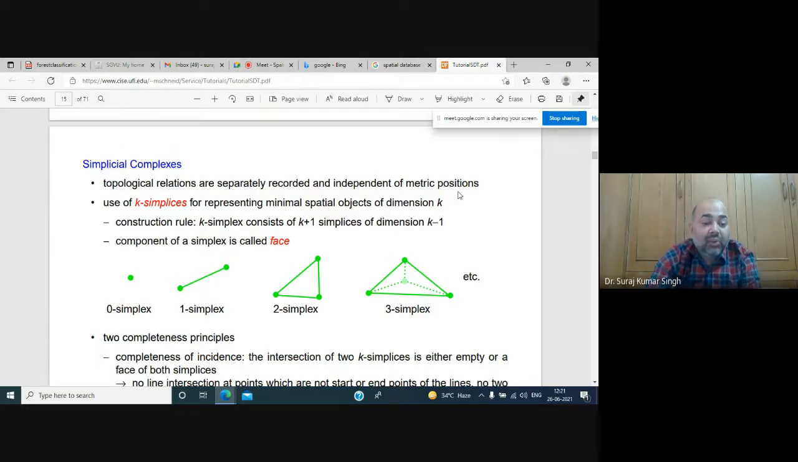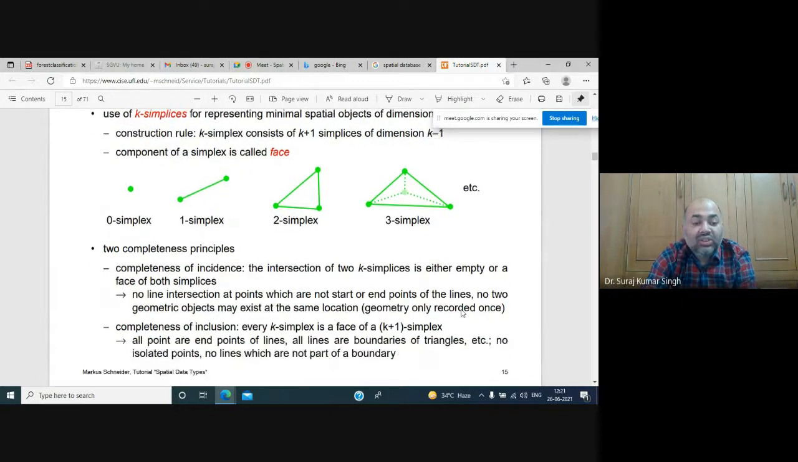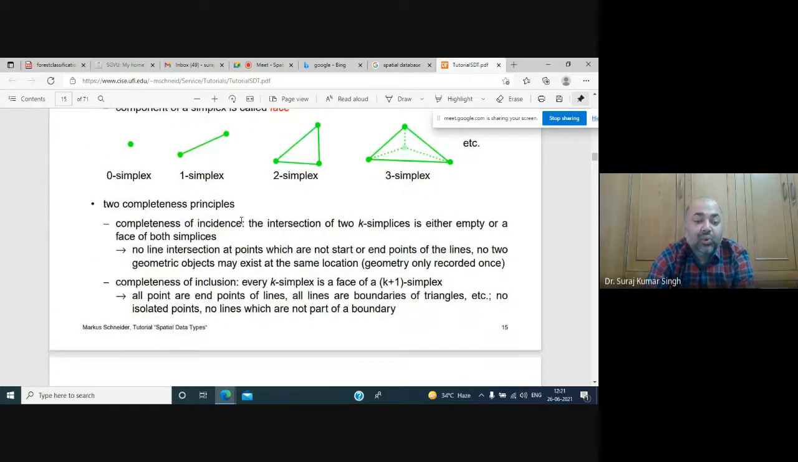So you can see a point is a 0-simplex, a line is a 1-simplex, a polygon is a 2-simplex, and when you go to a 3D feature, that is a 3-simplex. So what does this say? There are two completeness principles when you look at the above example.